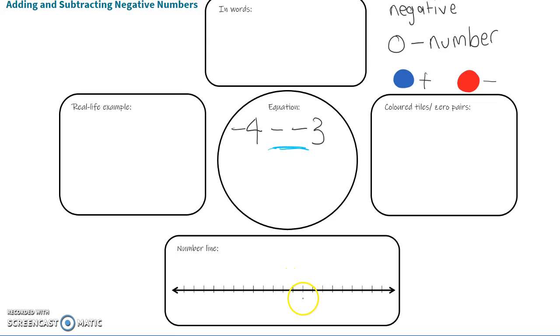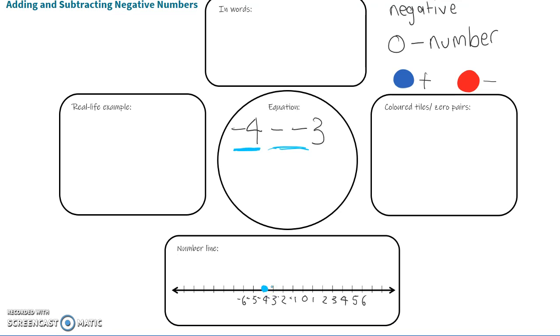So we can put down 1, 2, 3, 4, etc. Probably should have pre-filled this out, that would have been smart. Okay, and 1, 2, 3, 4, 5, 6. So let's go with our starting number. So we're starting on negative 4 here. So I'm going to draw a dot on negative 4. Okay. Now here's the tricky bit.